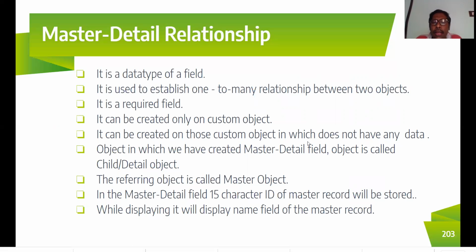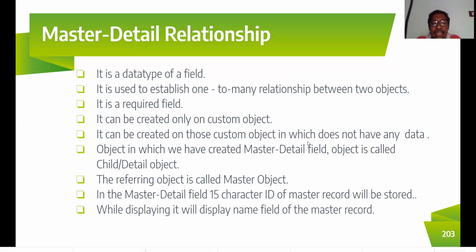At least data or records can be available in the master object, that is a standard object. Whereas coming to the child object, the data should not be available, it should be empty, right? If it is there, we try to delete it. The object in which we have created the master detail field is called the child or detail object. The referring object is called the master object.